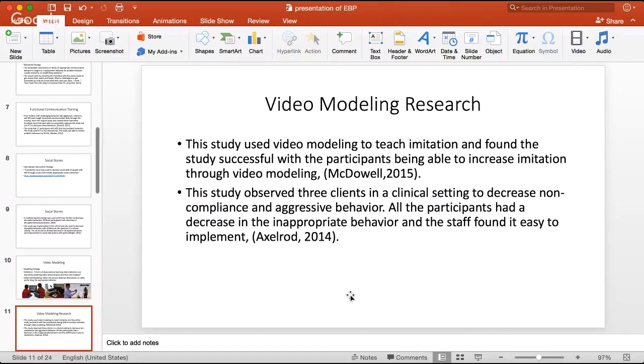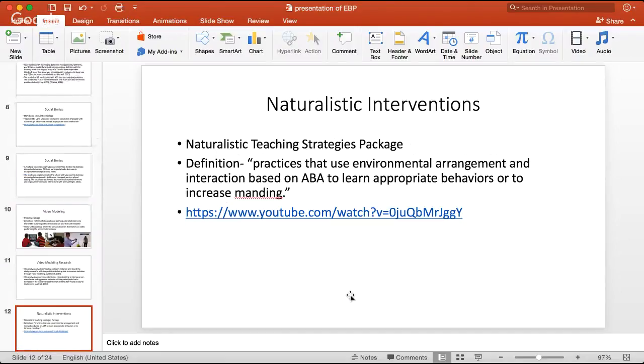Research in this used a study to teach imitation and found the study was successful in increasing imitation, which was McDowell. The next study used 3 clients in a clinical setting, and it decreased noncompliance and aggressive behavior. All the participants had a decrease, and the staff actually found it really easy to implement, and that was by Axelrod in 2014. Next, I chose to do naturalistic observations, which is from the naturalistic teaching package of the evidence-based procedures.